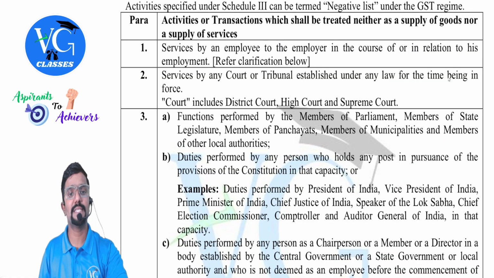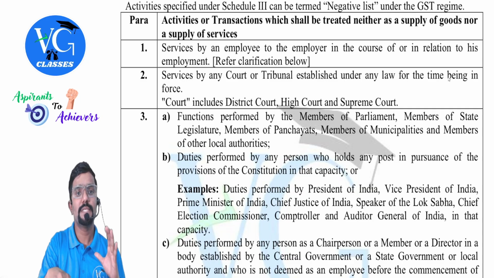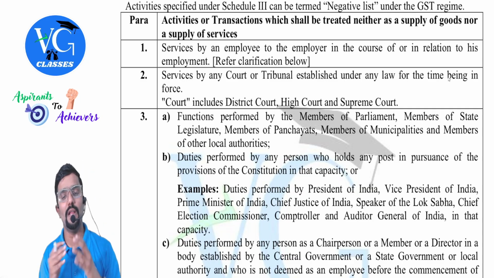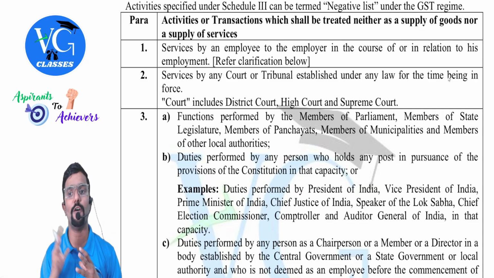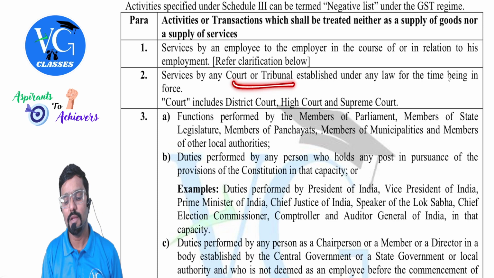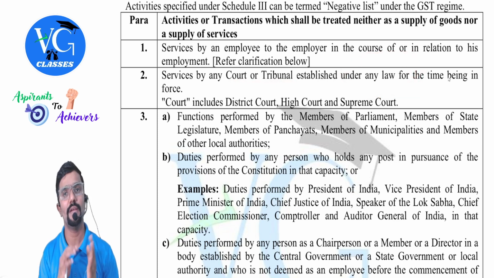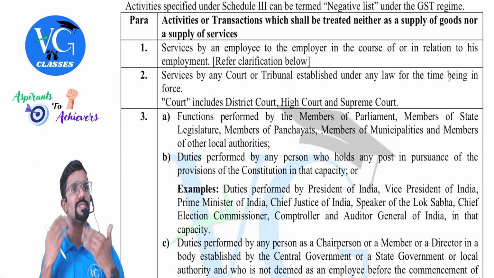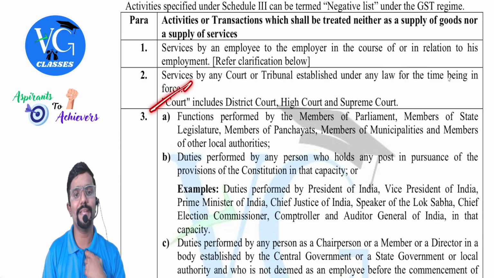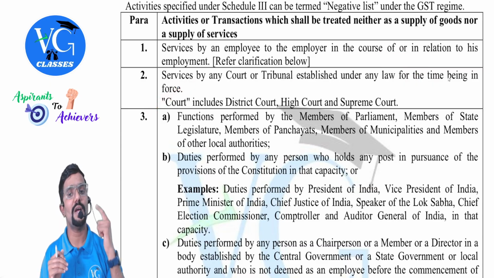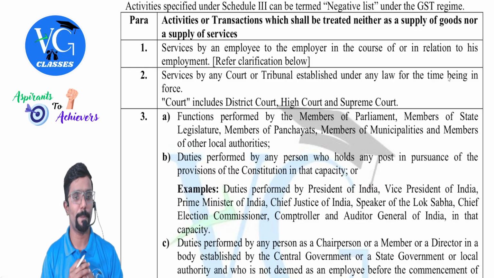Now let us go to the second para here. Services by any court or tribunal established under any law for the time being in force. So if any services are given by a court or tribunal which is established under a law, guys, then whatever services they are giving is a part of the negative list, outside GST. Court here includes what court? District court, High Court, and Supreme Court.